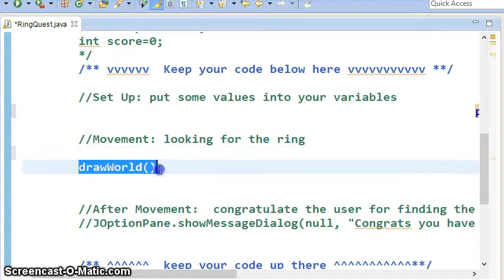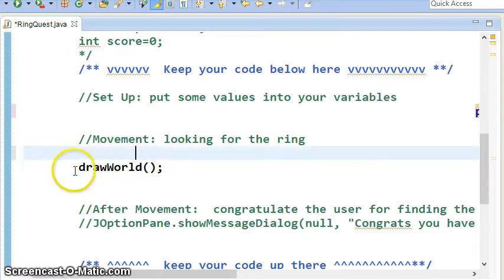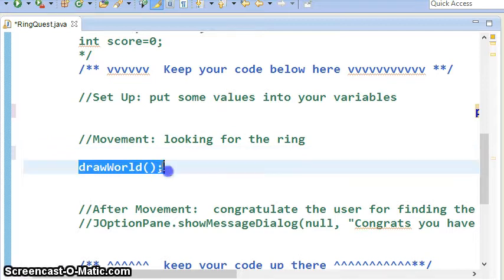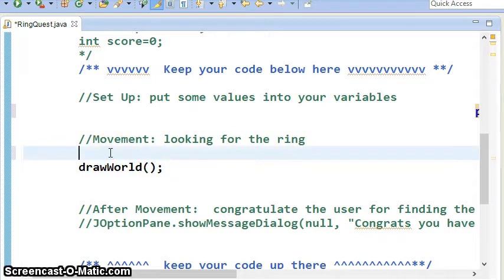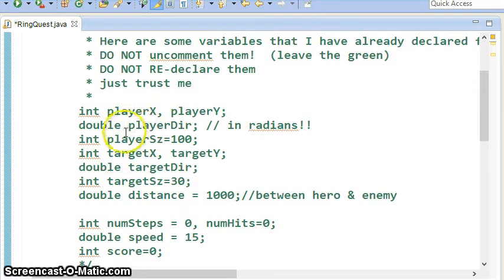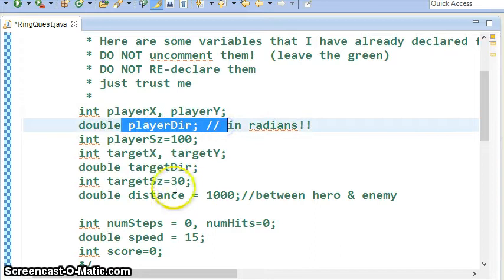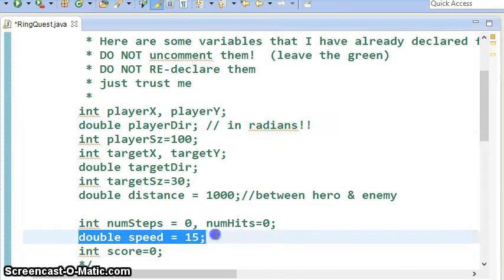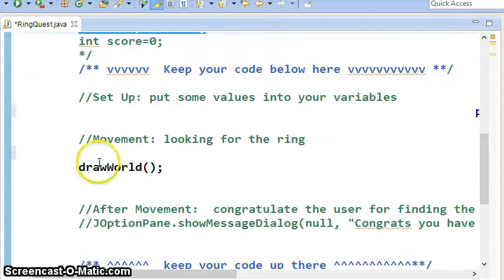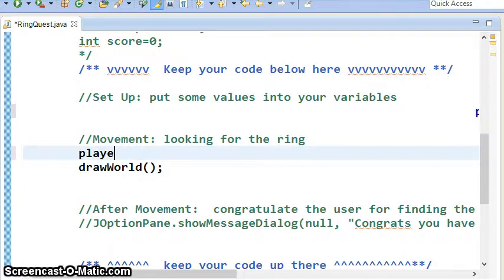Now, just like with Mario, anytime you make a move or make a change, you're going to have to draw everything again so you can see it. But here it comes. If we want to make some movement, we need to change. These are all your variables. These are important to me. Also, you have a variable called speed. You could use it if you want to. Now, let's just start simple. I need to change my player X. I want to add to it.